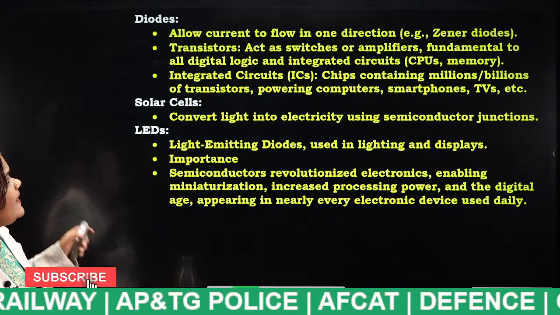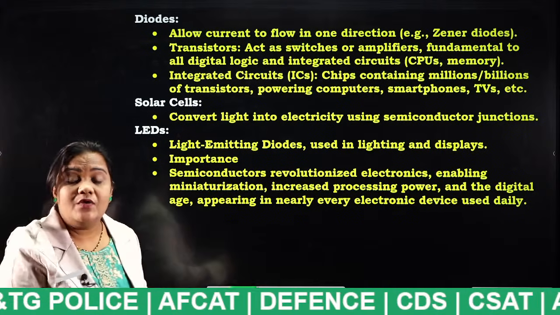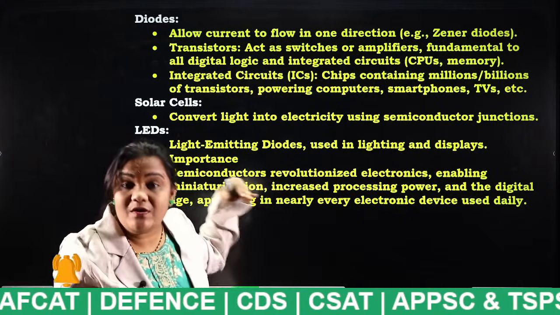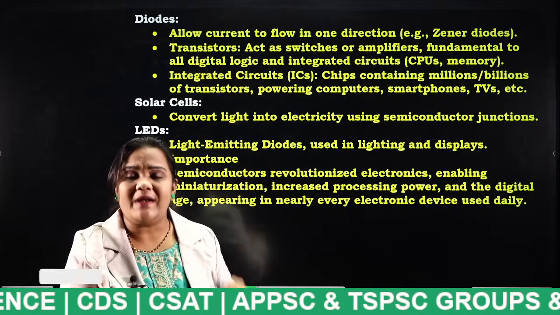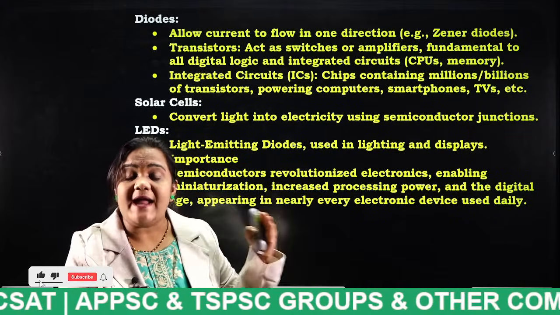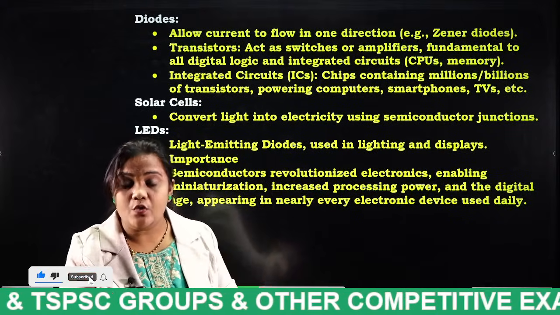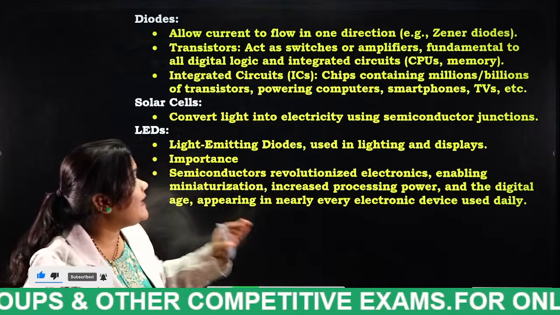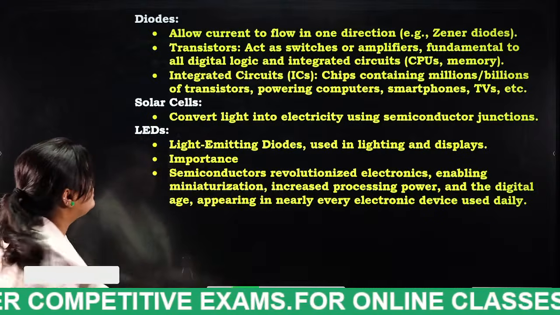Next, diodes. What do you mean by diodes, students? These diodes will allow the current to flow in one direction only. What is the function of this diode? Diodes will allow the current to flow in one direction only. What are the examples? Zener diodes.